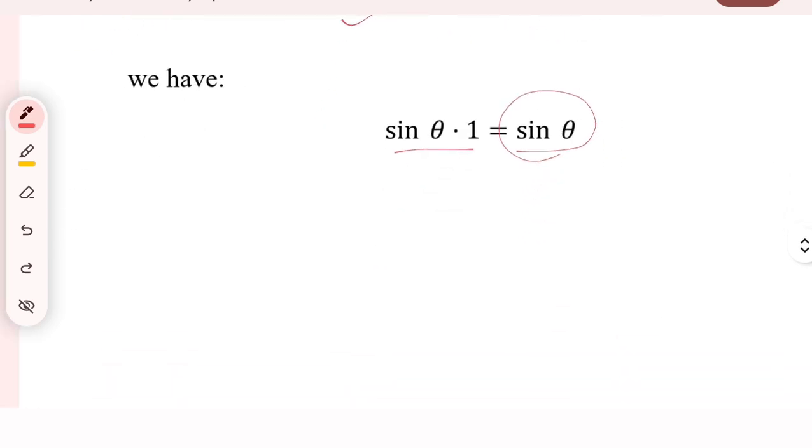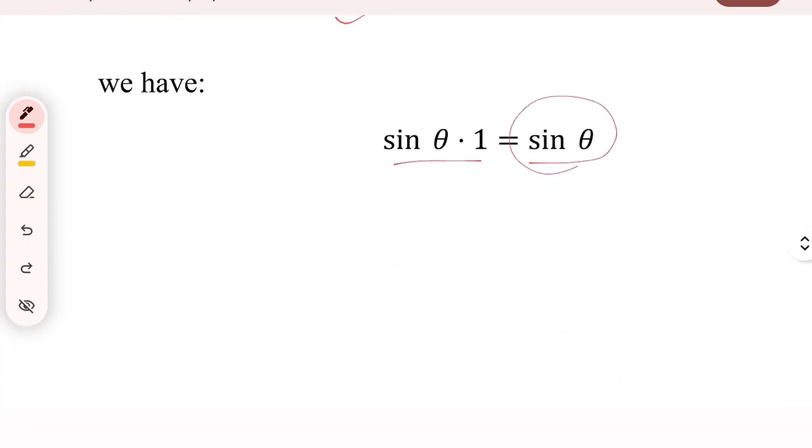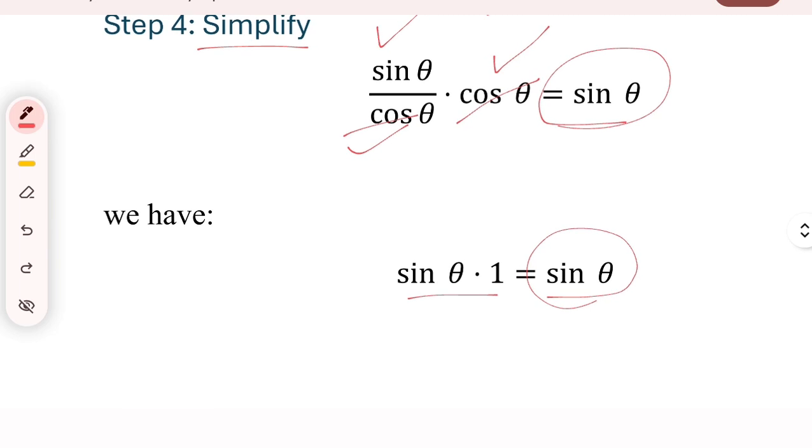That means we indeed have proven it. We have proven that the given identity is equal, so the left is equal to the right.